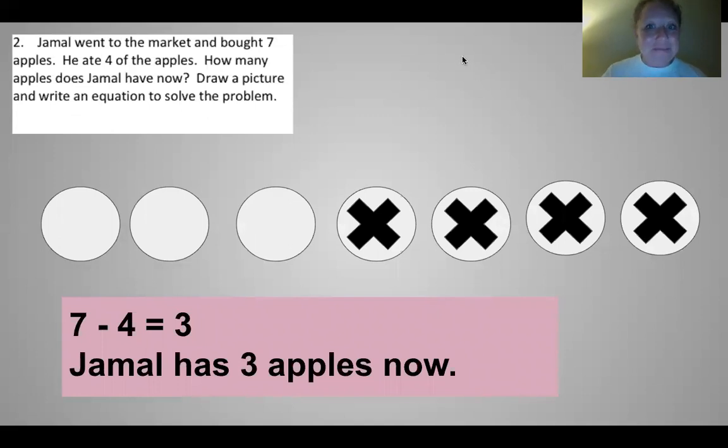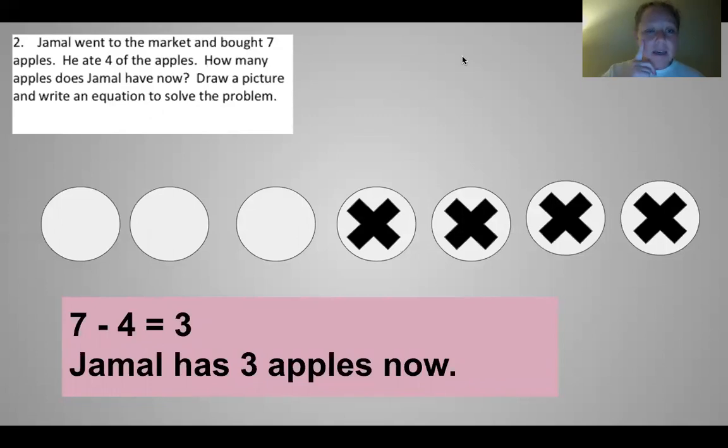I'm going to show you my thinking. I'm going to read the problem one more time. Jamal went to the market and bought 7 apples. He ate 4 of the apples. How many apples does Jamal have now? Draw a picture and write an equation to solve the problem.